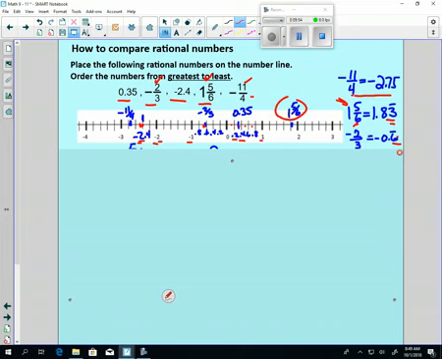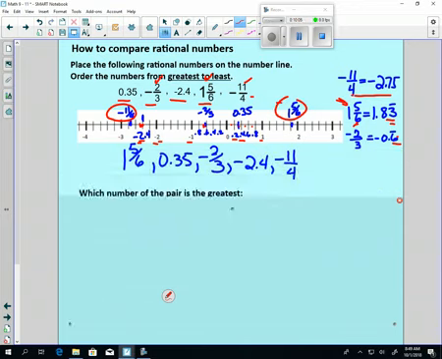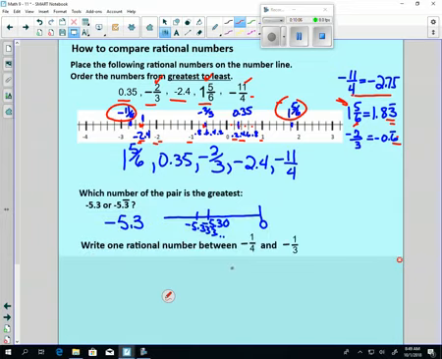So now we can see that this is the smallest, and this one's the biggest. This is the least, and this one here is the greatest. Okay. So from greatest to least, the biggest number is 1.56. The next number is 0.35. Next number is minus 2/3. Next number is minus 2/4. And the last number is minus 11/4, which is minus 2.75.